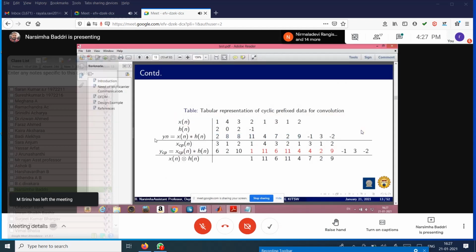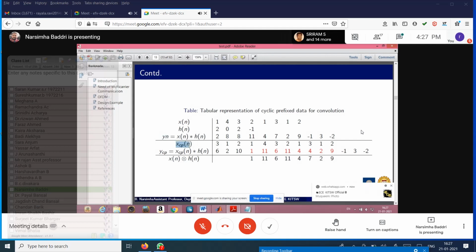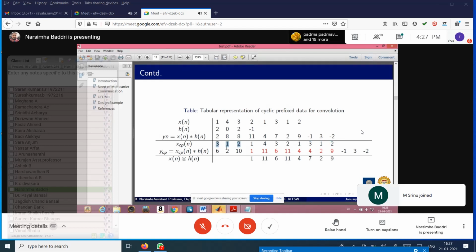Okay, so this is a convolved output. And if you perform cyclic prefix on the same data, observe this: 1 4 3 2 1, so this is your original data. The last 3 samples, the last few samples, are cyclically prefixed, appended in the beginning of the data stream, that is this 3 1 2, again appended as a prefix to this data, so 3 1 2 followed by 1 4 3, the same data.